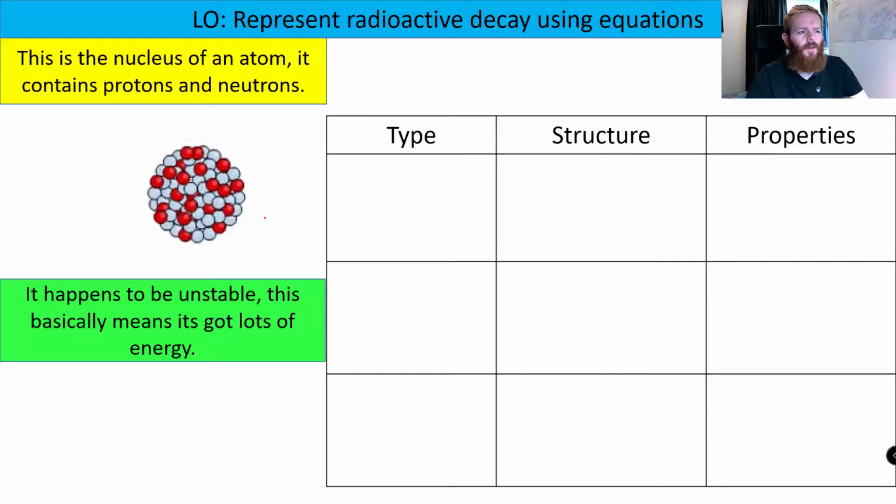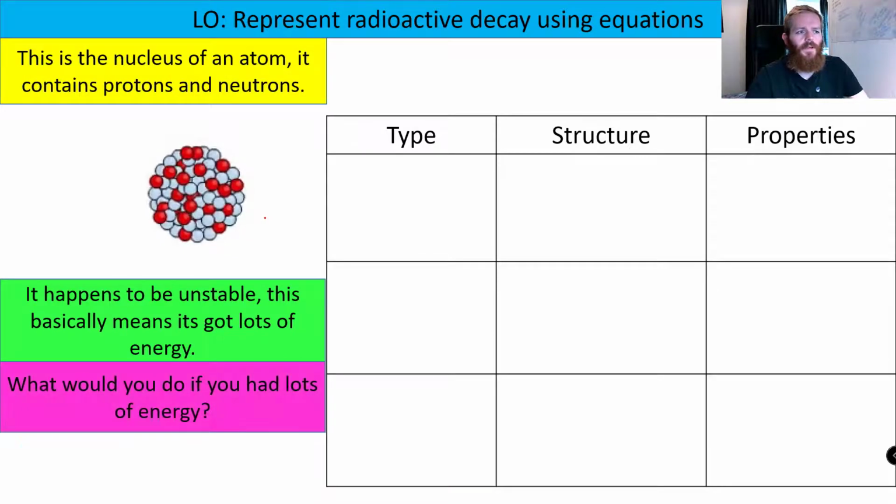Now let's just think about that. What would you do if you had lots of energy? I'm guessing you'd run around, jump around, do a dance, whatever you're going to do. And that is to expend some of that energy, to get rid of some of it. And that's kind of what the nucleus of an unstable atom would do as well.